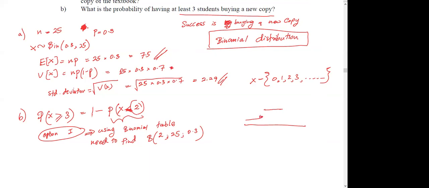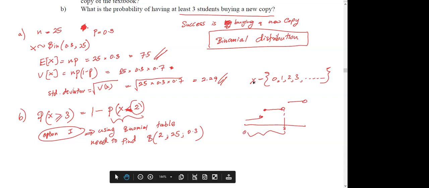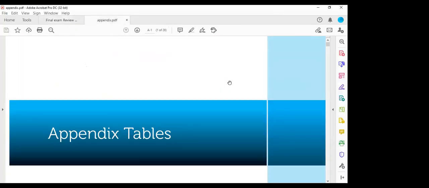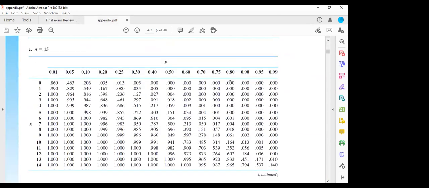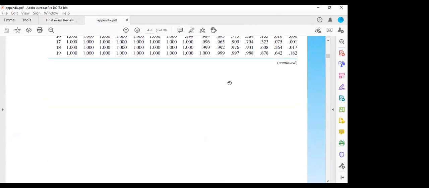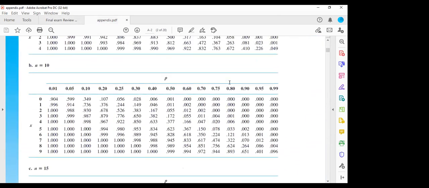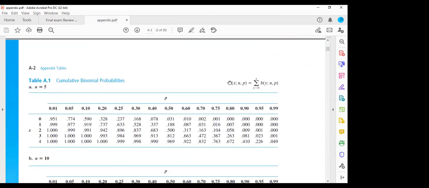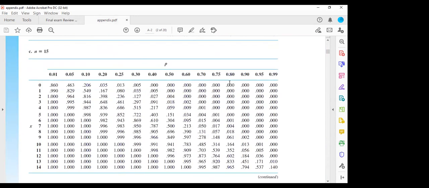Do you remember this one? I need to find this probability from 0 up to here. So you have to go to the binomial table and find this value. I can show you that. I think you can see this screen. Let me find the binomial probabilities. First one, cumulative binomial. n is 25, so you have to first find where n is 25.